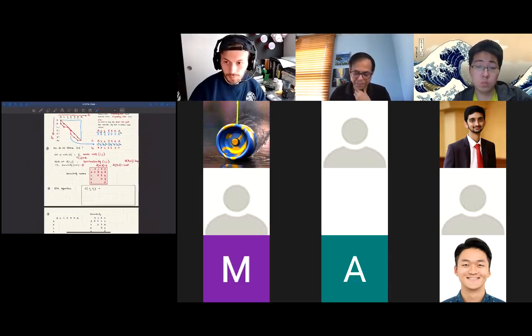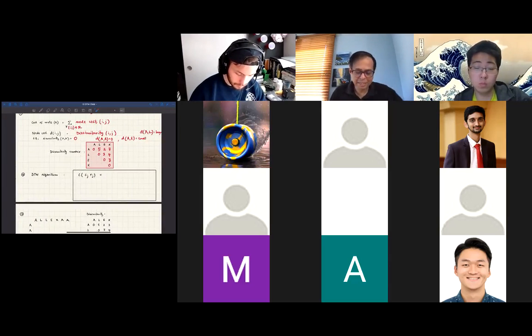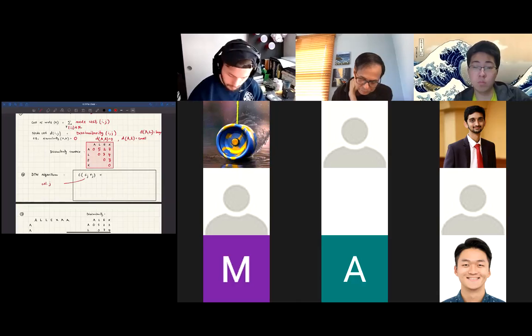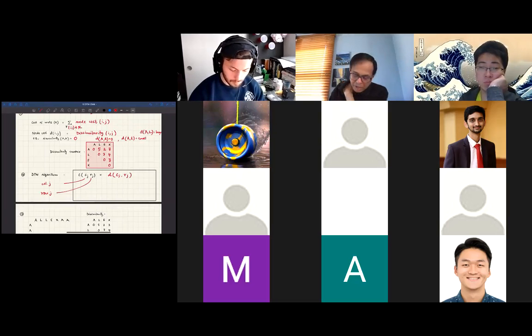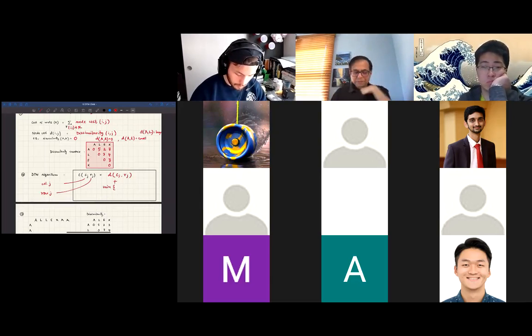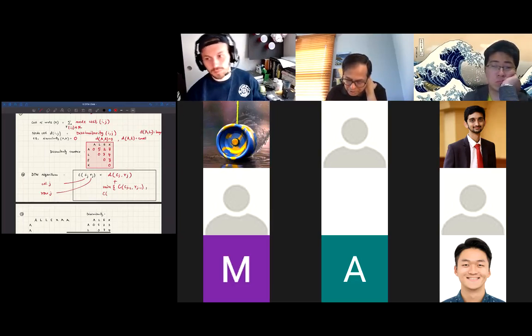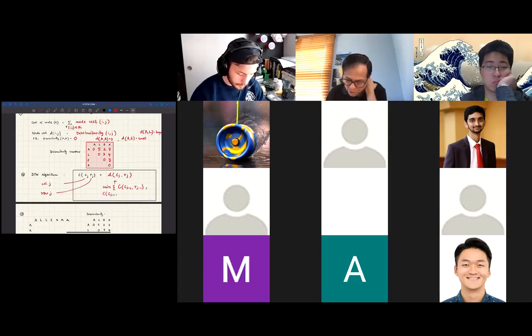And now this is what the DTW algorithm says. The DTW algorithm says that the cost of column j, row j equals the dissimilarity of column j, row j, plus the minimum of the cost of column j minus 1, row j minus 1, comma, the cost of column j minus 1, row j, comma, the cost of column j, row j minus 1.